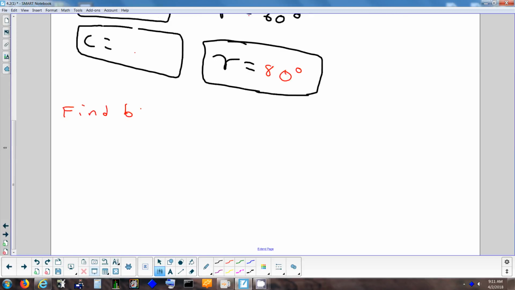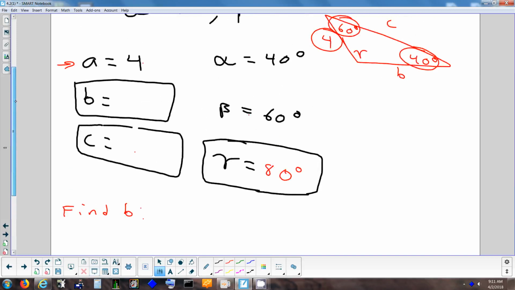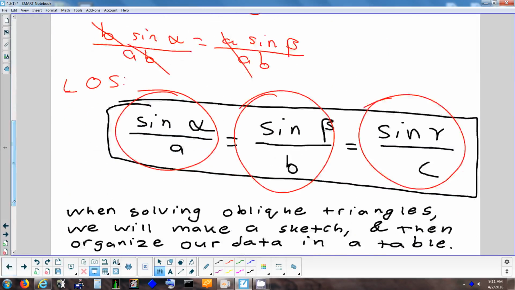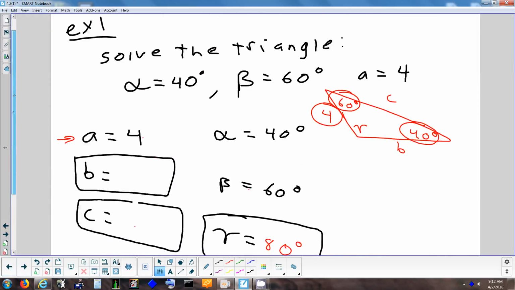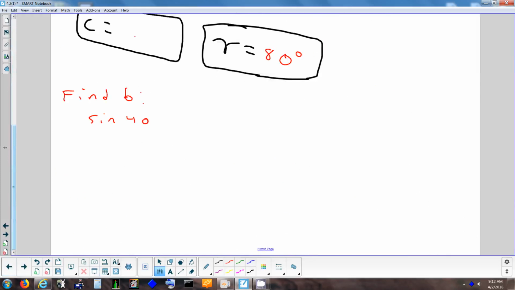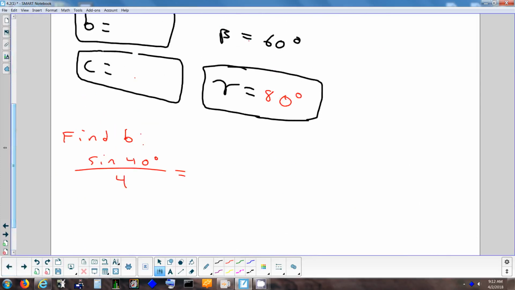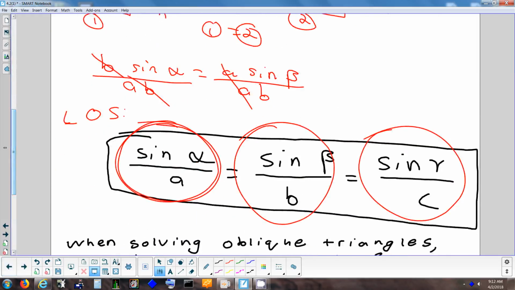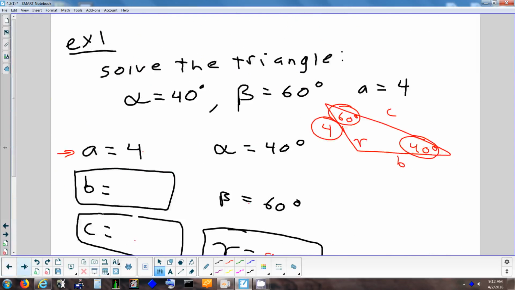I'm going to start with the top row. That's the A and the alpha. So I'm going to fill in that fraction: sine of alpha over A. So sine of 40 over 4 equals, and if I want to find b, I'm going to use the part of the law of sines that has b. Sine beta over b. Sine 60 over b.